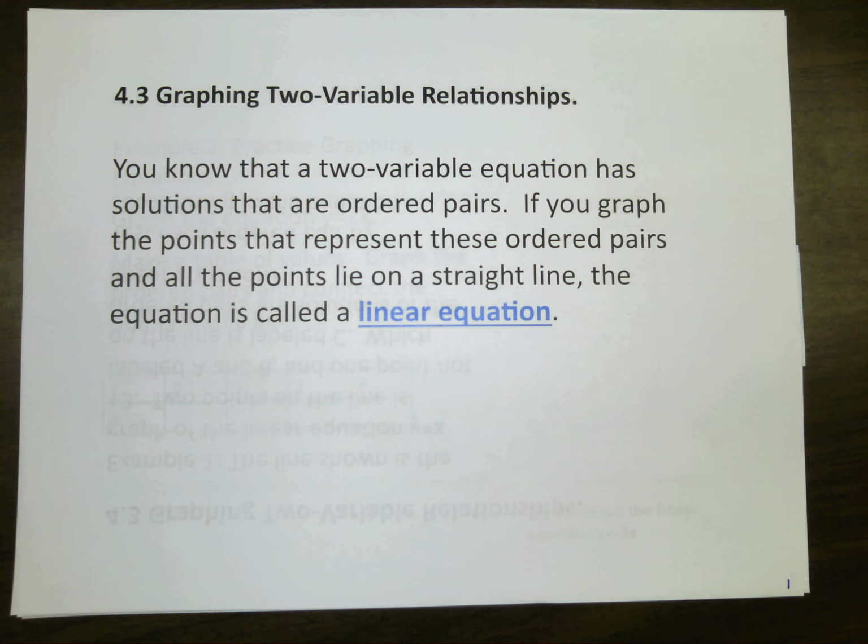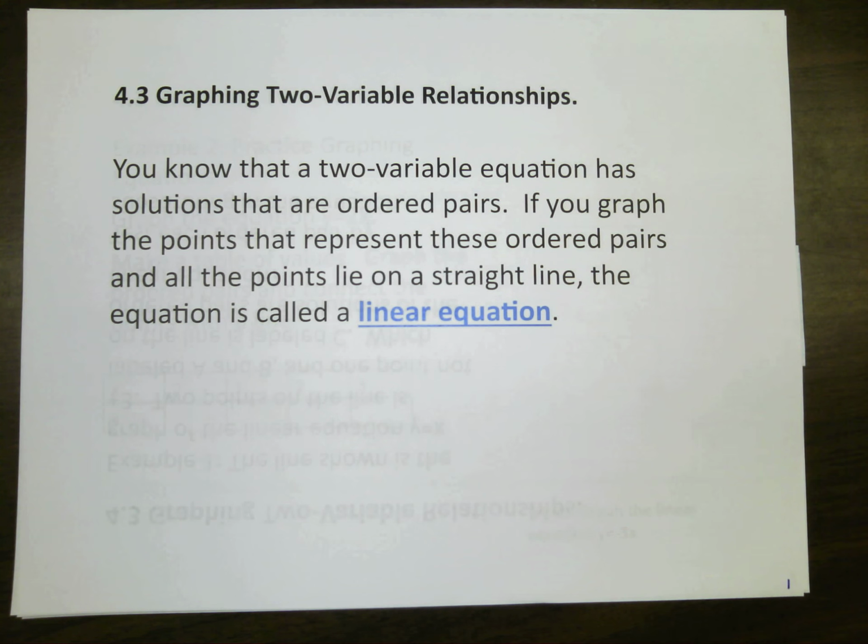This lesson is on 4.3, which is graphing two variable relationships. So you have learned how to write and find solutions for two variable equations. Back in chapter 2, we learned how to graph points on a coordinate plane. Now we will learn to combine two variable equations with graphing.